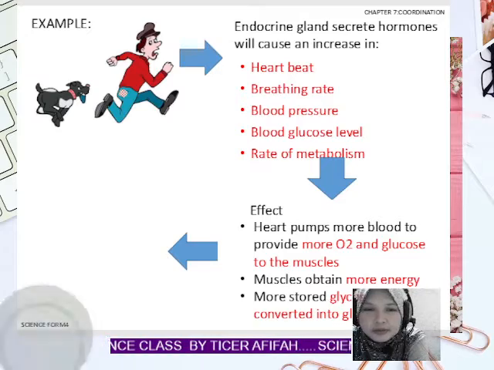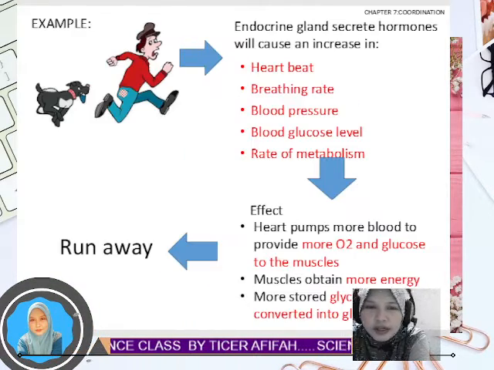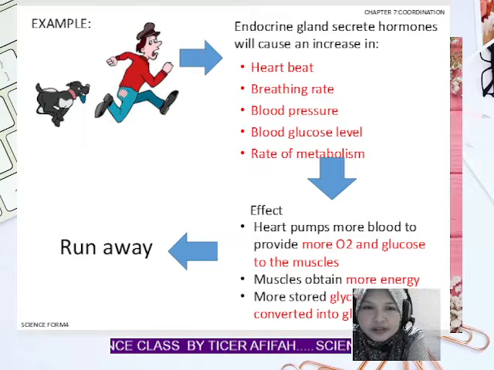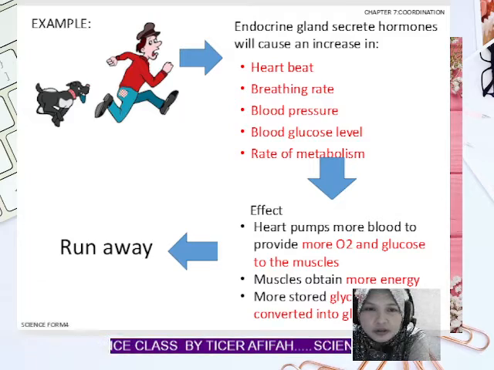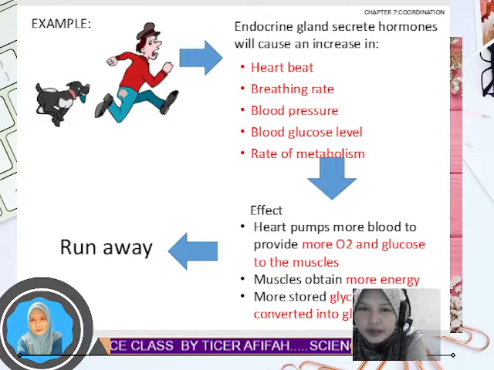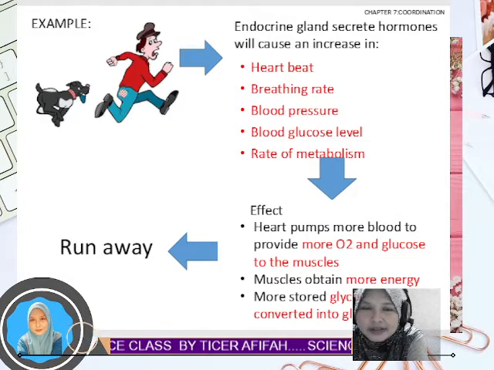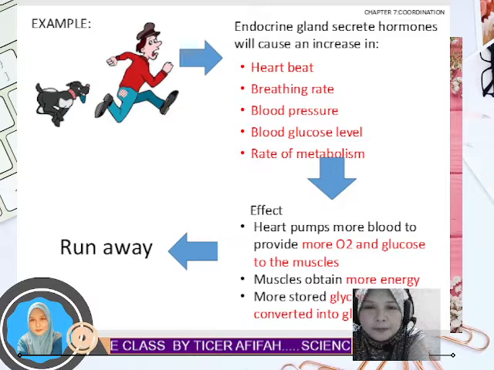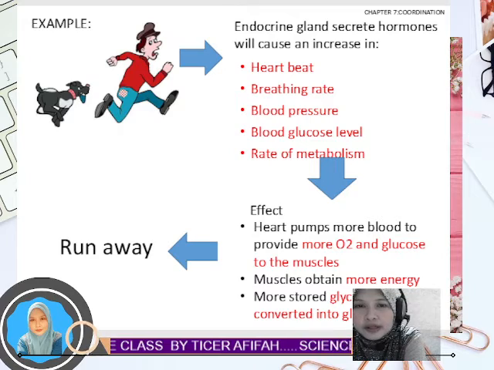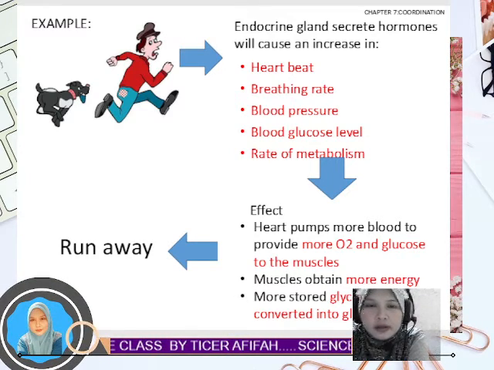Right, here is an example of an emergency situation faced by this man. He saw a fierce dog. Thus the endocrine gland in his body secretes hormones that cause an increase in the heartbeat, breathing rate, blood pressure, blood glucose level, and rate of metabolism. There are five processes that increase according to the secretion of hormone in the body: heartbeat, breathing rate, blood pressure, blood glucose level, and rate of metabolism.